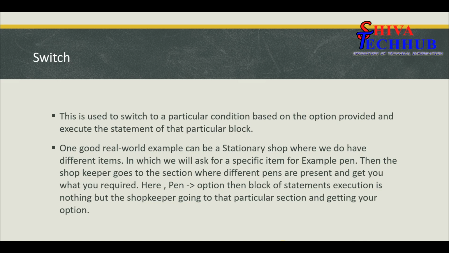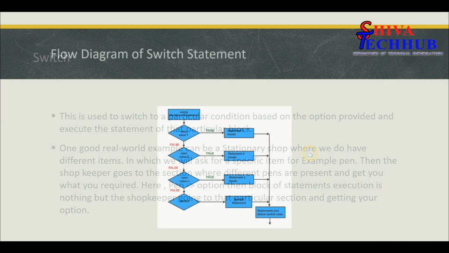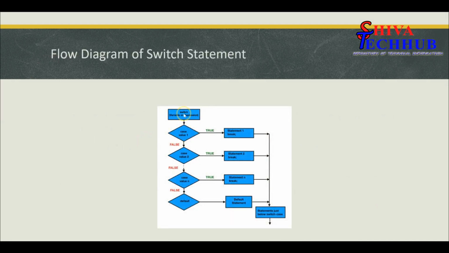Let us consider the flow diagram of a switch. Switch is written using the switch keyword, so let me write it down. It has a switch statement with parentheses, and then you open the block. In this switch you can pass any type of value: an integer value, a float value, a character, or a string. Any data type you can pass to this switch statement.